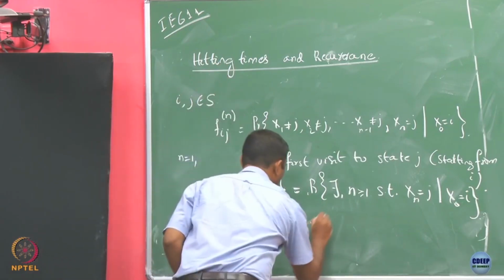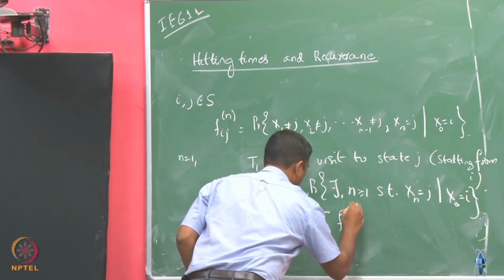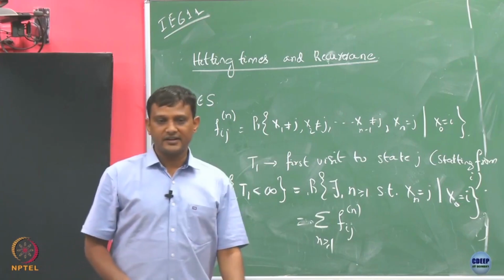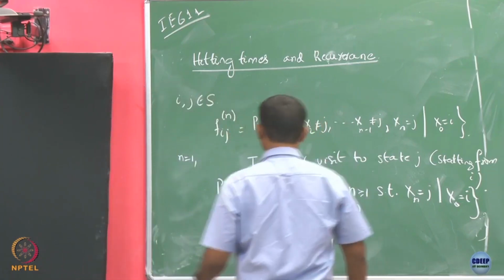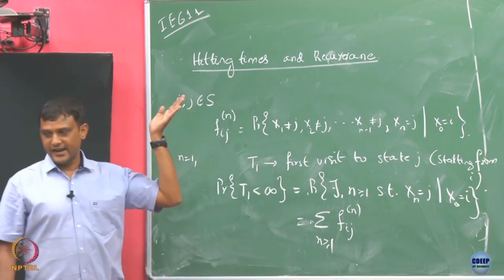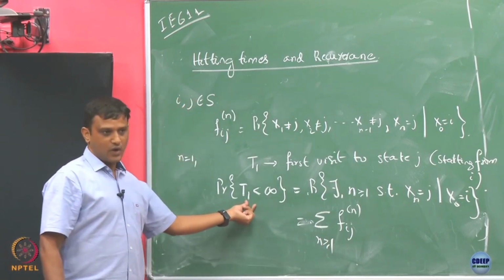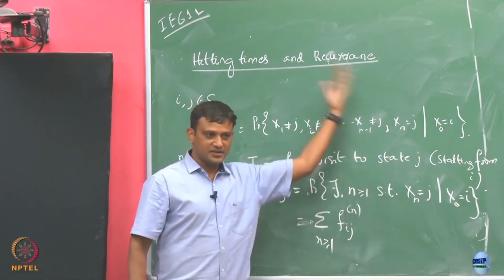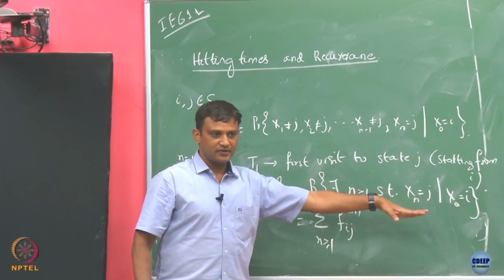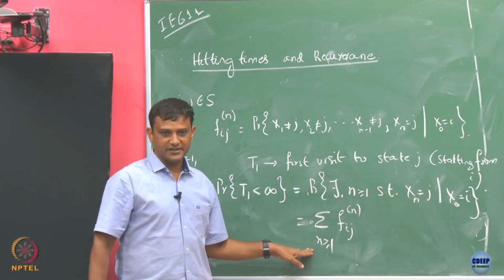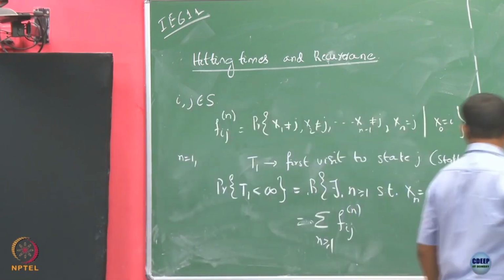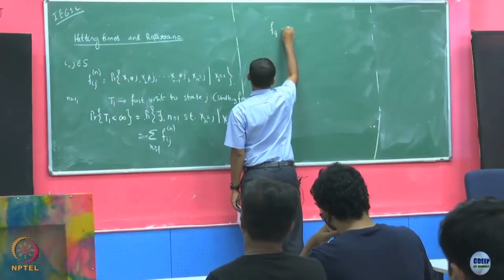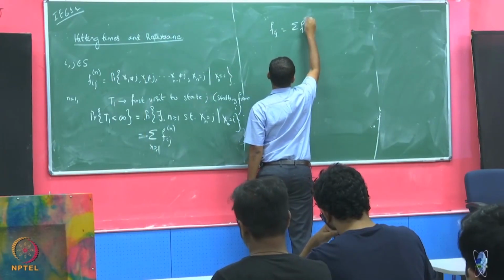So this is nothing but f_ij(n), where n is greater than or equal to 1. This is saying I am going to hit j, but right now it is not telling at what round, and you could be hitting in 1, 2, 3, 4, 5. So there exists some n such that I am going to hit state j starting from i. So this is going to be the sum of all these f_ij(n)'s. I am going to denote this quantity as f_ij equals the summation of f_ij(n).